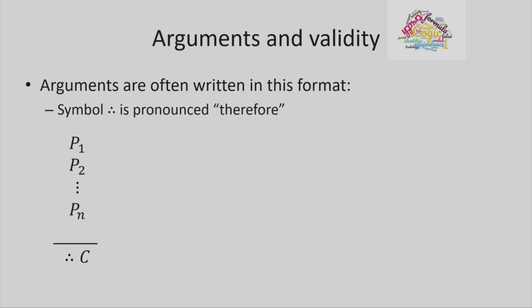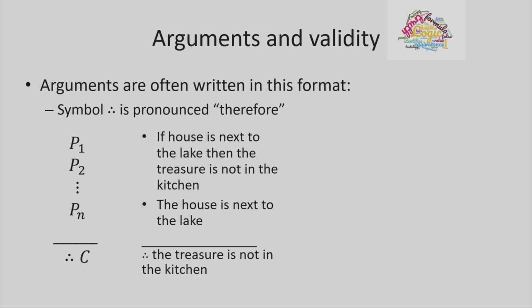So we often write arguments in this format. We write the list of premises as a list, then we put a line underneath, and we put the strange symbol, which is the 3 dots, call it the therefore symbol, and then we put the statement of the conclusion. For example, if the house is next to the lake, then the treasure is not in the kitchen. The house is next to the lake, therefore the treasure is not in the kitchen.